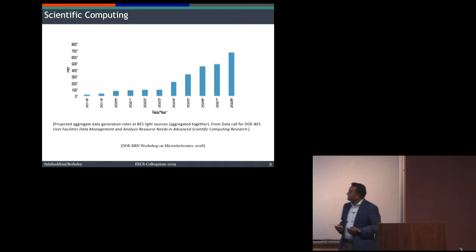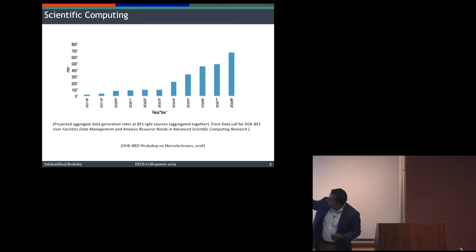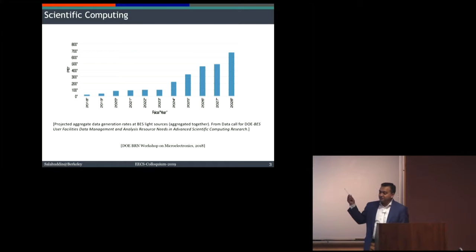This slide does not show very well, but essentially what it is showing is, in the advanced accelerators in Department of Energy facilities, the amount of data that they think will be generated. So this is 700 petabytes. I don't know if you can see the y-axis, by 2028.